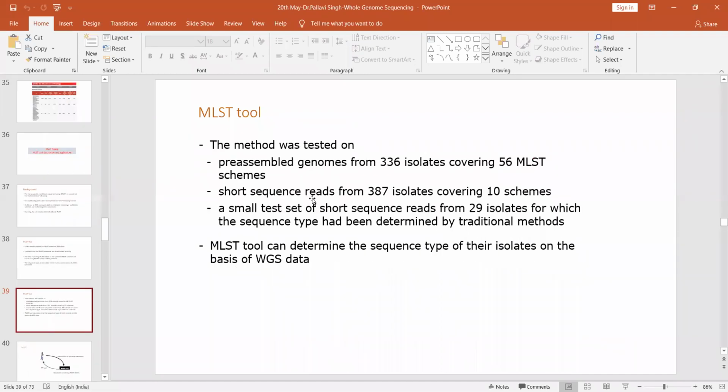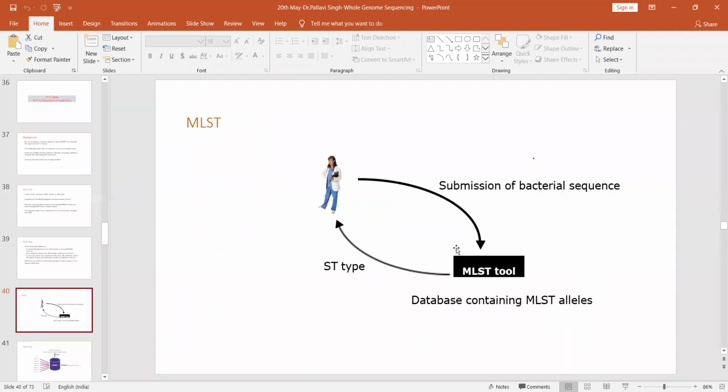In this method, MLST was tested on pre-assembled genomes from 336 isolates covering 56 MLST schemes. It has short sequence reads from 387 isolates covering 10 schemes, and MLST can determine the sequence type of an unknown isolate on the basis of whole genome sequencing data. So you submit your bacterial sequence in the MLST tool. It's a database containing MLST alleles, and this tool will give you the species type.